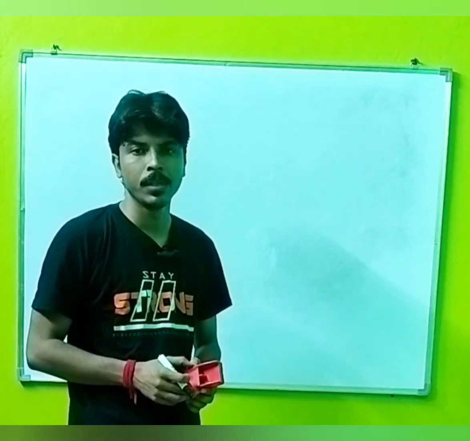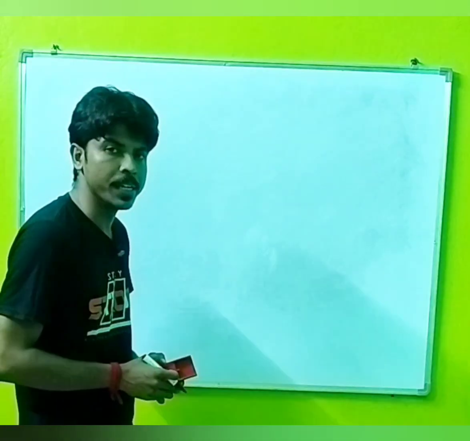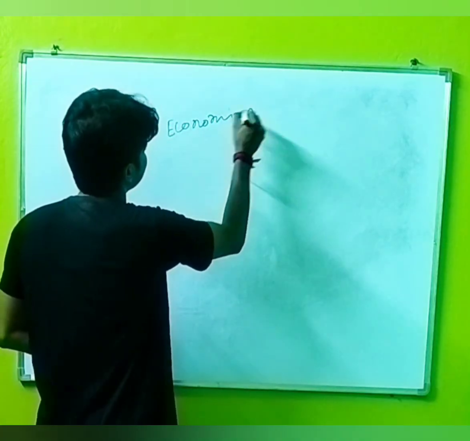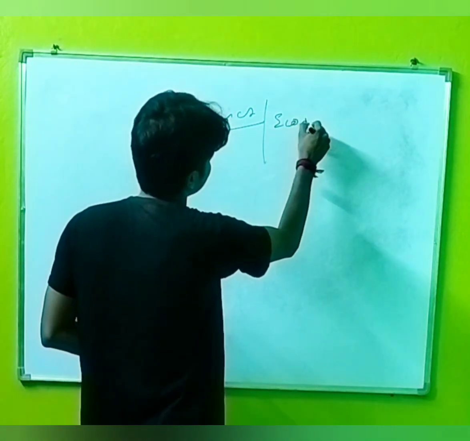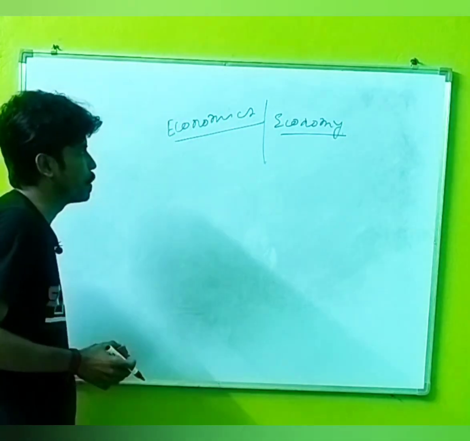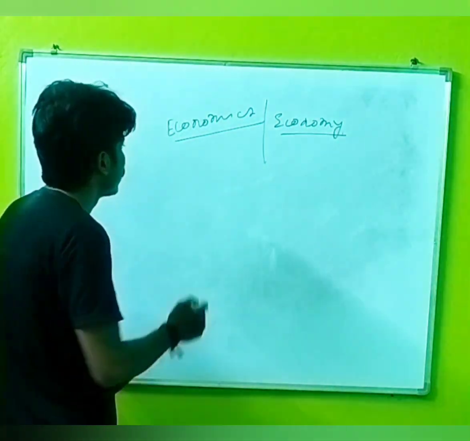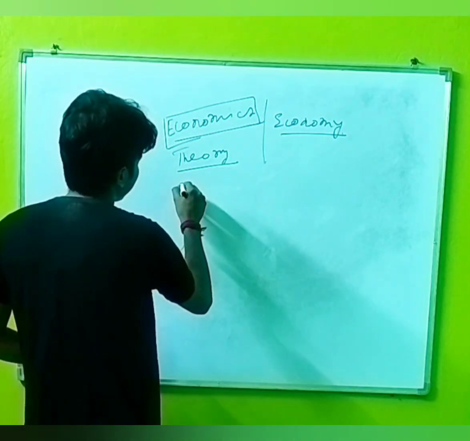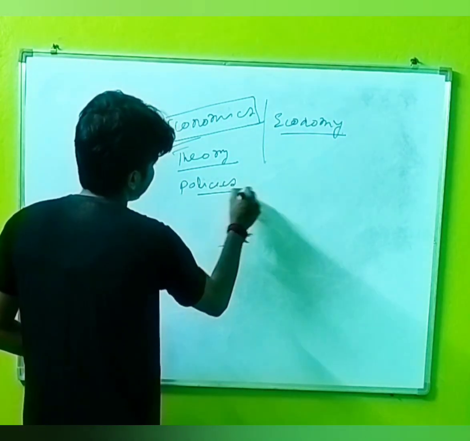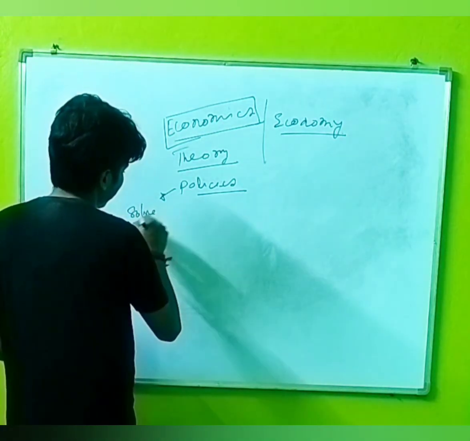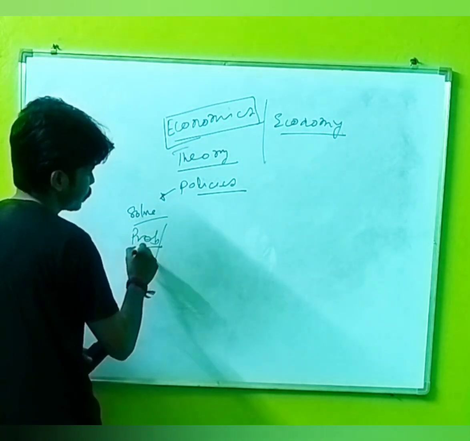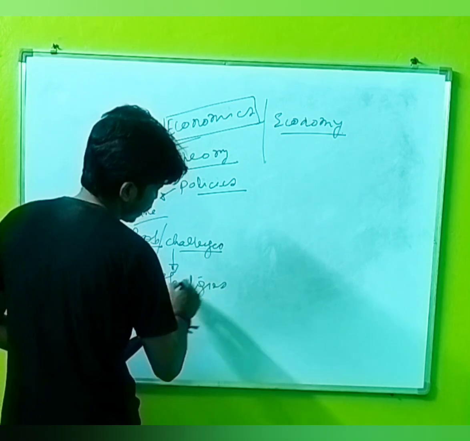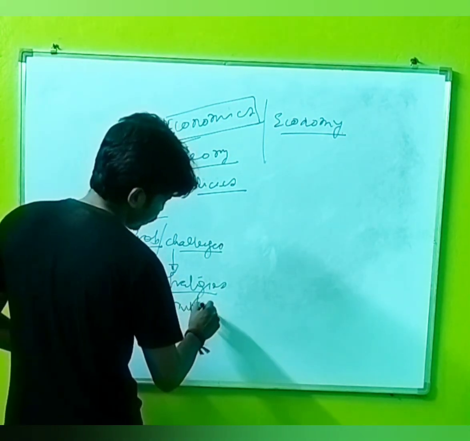Now, let's start with the basic terms of economics. Here we have two terms: economics, and second one is economy. There is a basic difference between these two terms. First is economics. It is nothing but theory. It is nothing but the policies that are made in order to solve different problems and challenges. So we have certain strategies. These are the strategies. So this is nothing but a bookish idea.